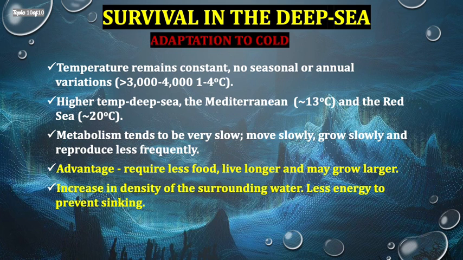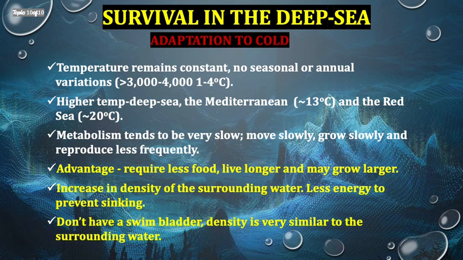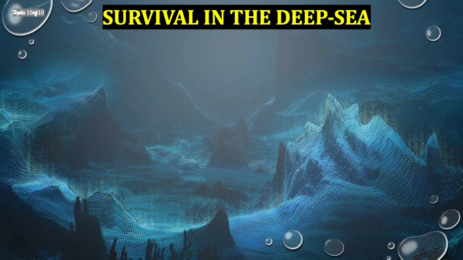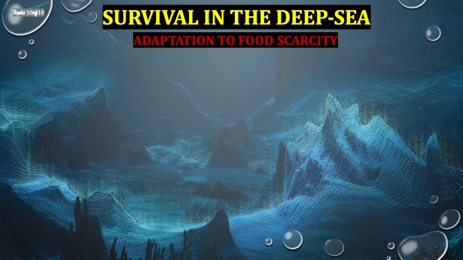Okay, so the density increases as we go deeper, and there is much less energy needed for an organism to stay afloat in the water. Because of that, most of the fishes, if not all, don't have swim bladders. Because the density is very similar to their surrounding environment, they don't need to make extra effort to swim in order to prevent themselves from sinking to the bottom.